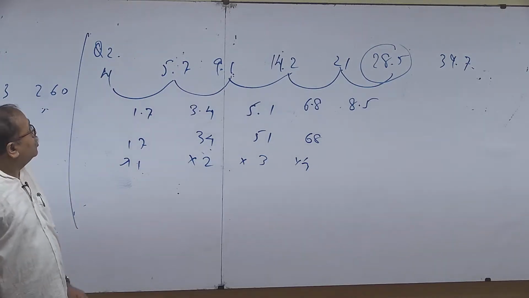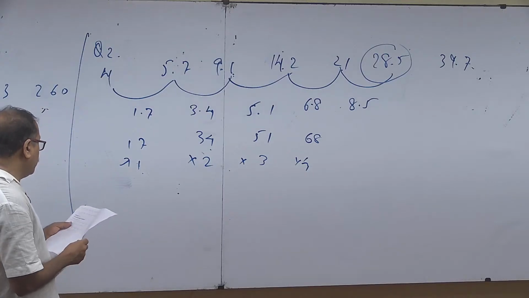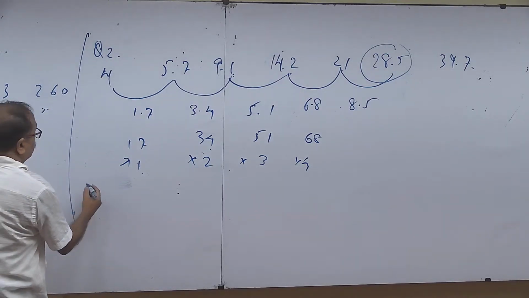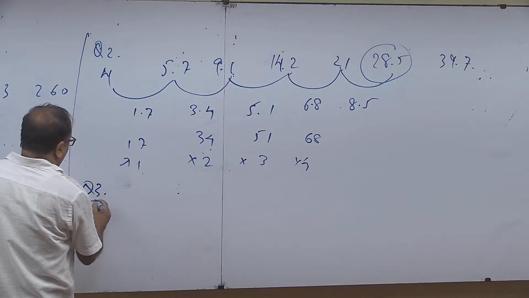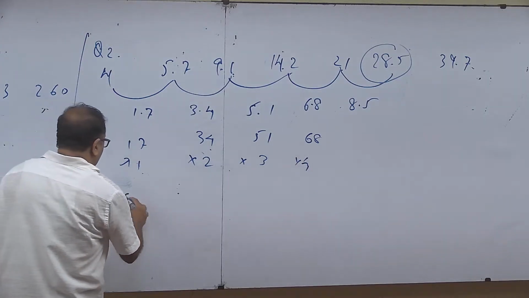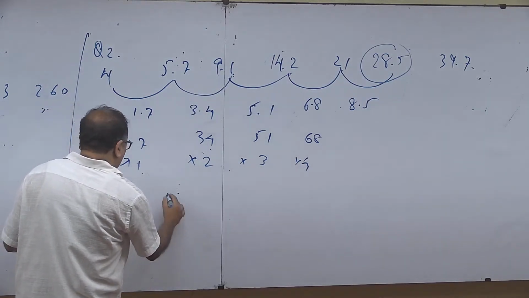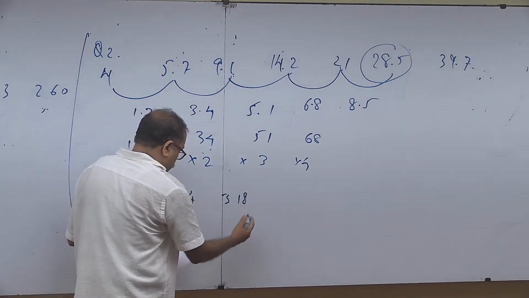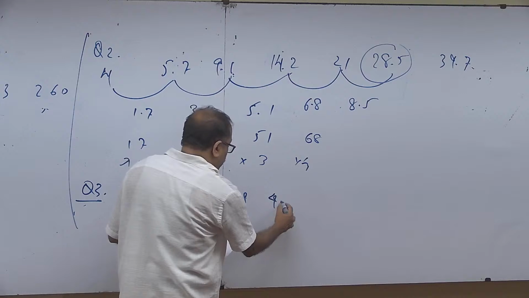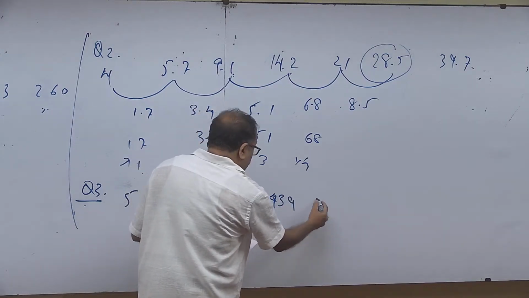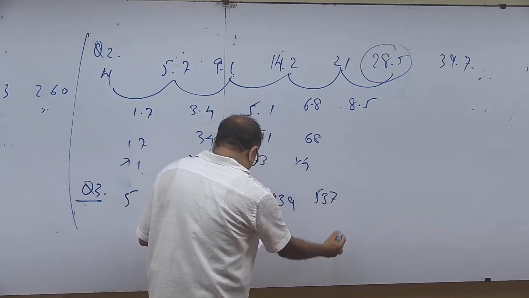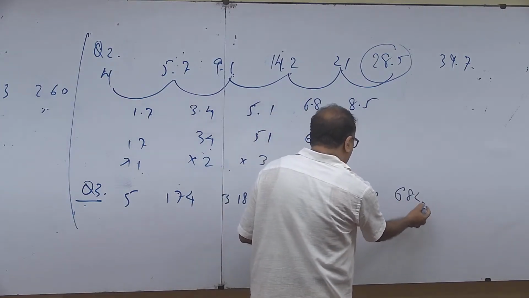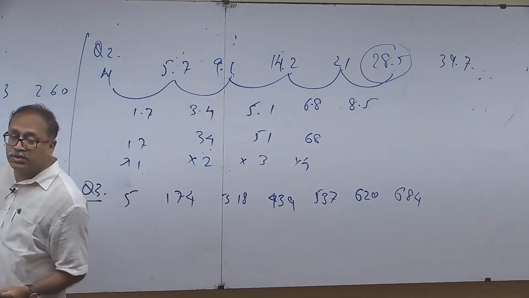Okay. Now we will move on to one more question, then the next module. Question 3: 5, 174, 380, 439, 537, 620, 684. This is the sequence.